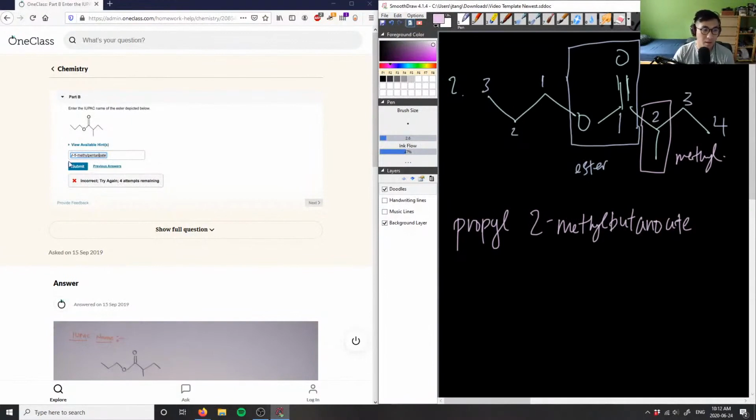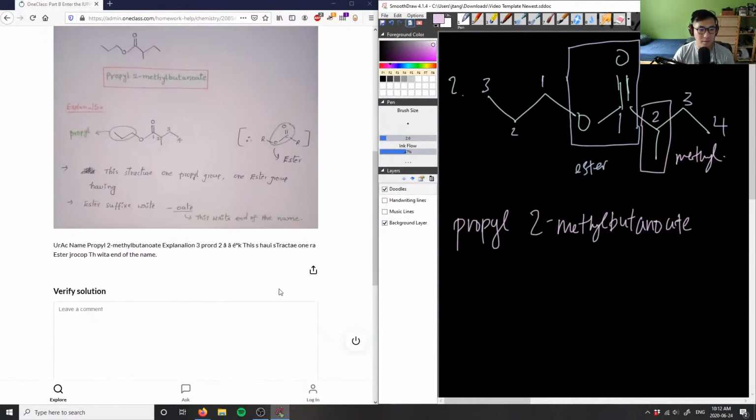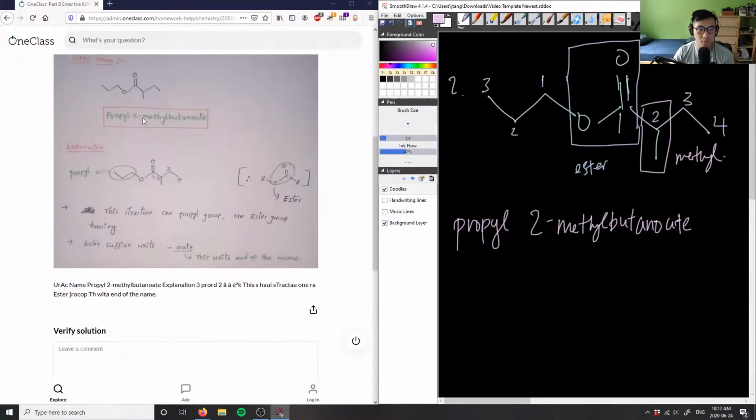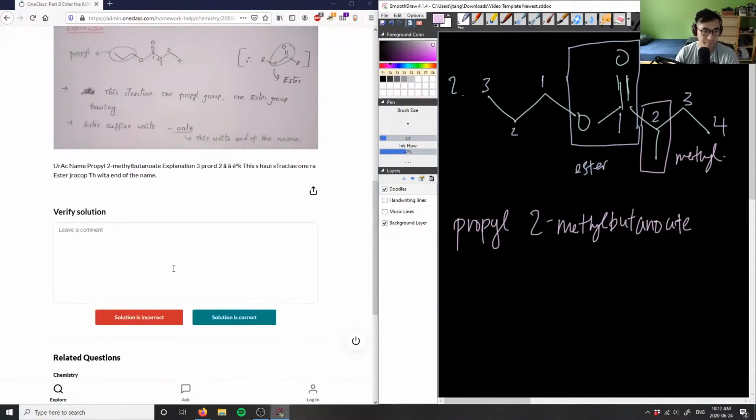As you can see, they wrote 5-methyl, so they probably started from the other side here. So this is the IUPAC name for the ester depicted. And as you can see, this is propyl 2-methylbutanoate, which is also the correct answer. So the solution is correct.